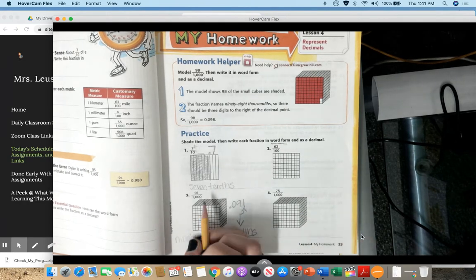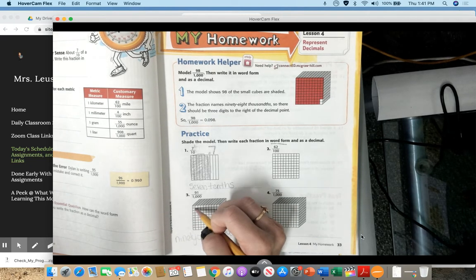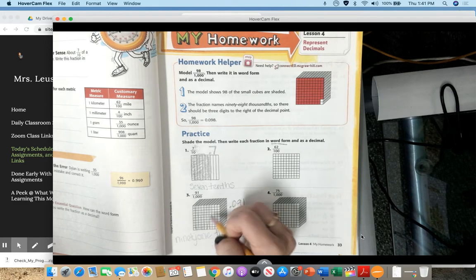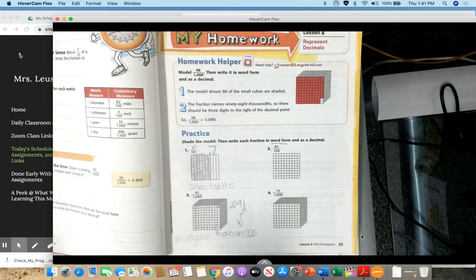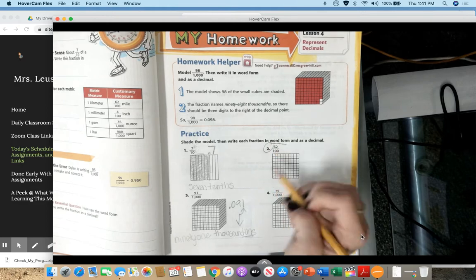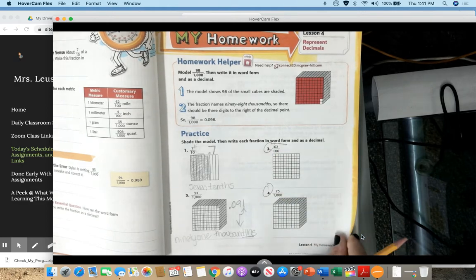Okay, now I'm going to shade 91 of these cubes out of the 1,000. So 10, 20, 30, 40, 50, 60, 70, 80, 91. And there you have it, 91 out of 1,000. All right, I want you to try number 2 and number 4 on your own. That's your assignment on the front page.